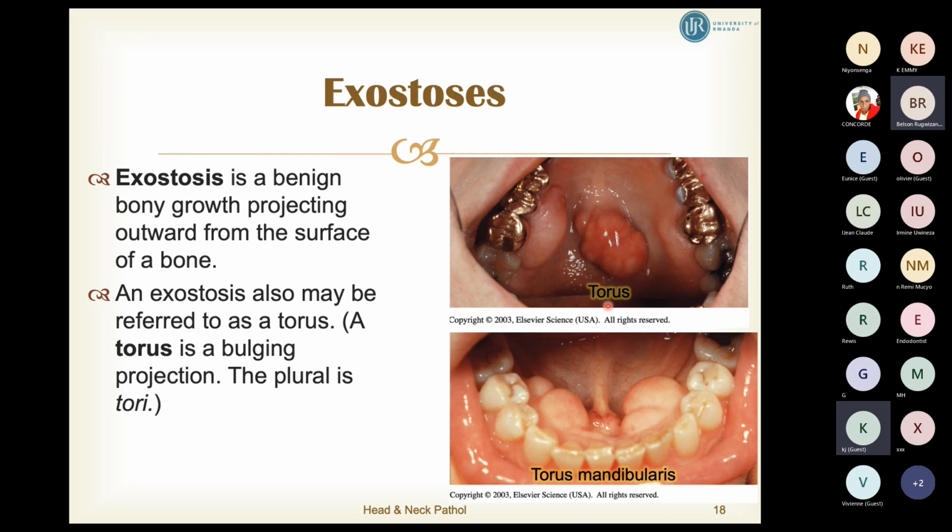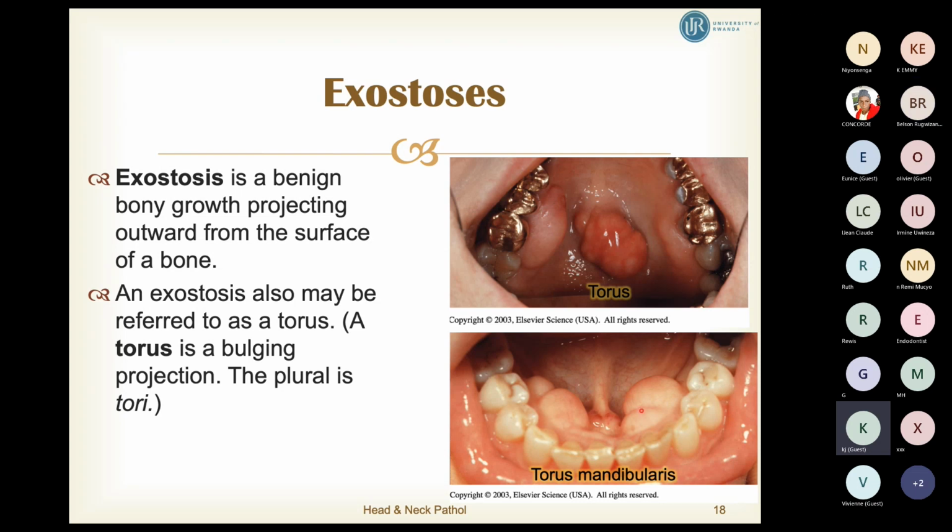It is a benign bony growth projecting outwards from the surface of a bone. It is sometimes also called torus when it is one. When they are several, they will be called tori or torai. So for example, here we have it, as you can see. And here we have two, torus mandibularis. So this person is having many tori on the mandible, as you can see here under the tongue.